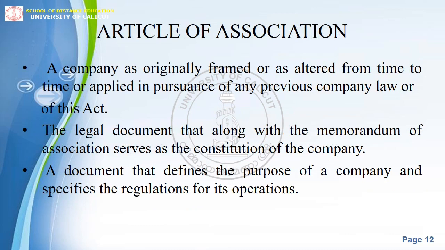A legal document that serves along with the Memorandum of Association is the Articles of Association. It serves as the constitution of the company. The Articles of Association define the purpose of the company and also specify the regulations for its operations.